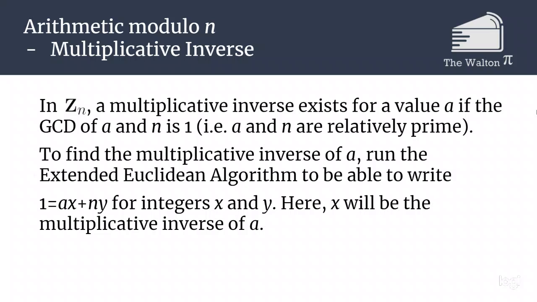So here, if we can write 1 equals ax plus ny in Z mod n, x is going to be the multiplicative inverse of a. So anytime we would want to be dividing by a, we are going to multiply by x. Because we're not allowed to divide by a, but we are allowed to multiply by x, and it turns out that multiplying by x behaves as if we were able to divide by a, except it is a valid operation in the integers modulo n.